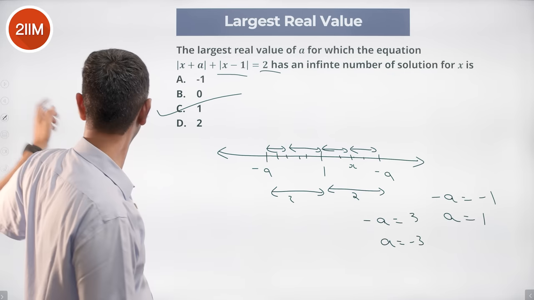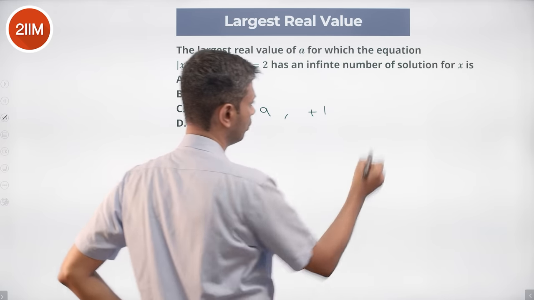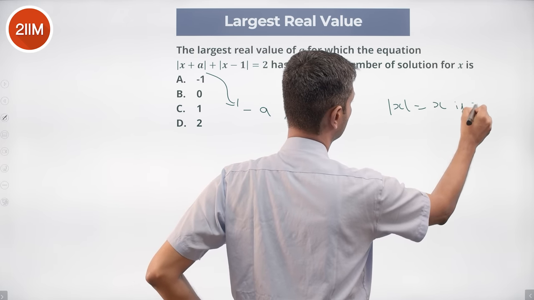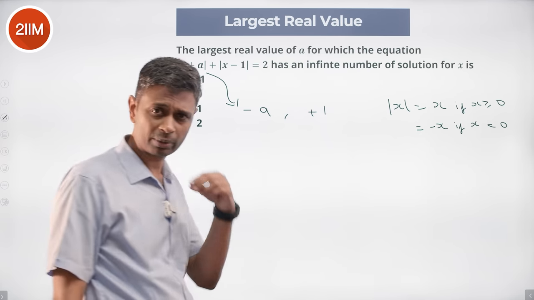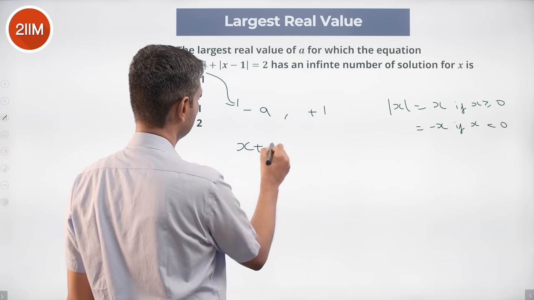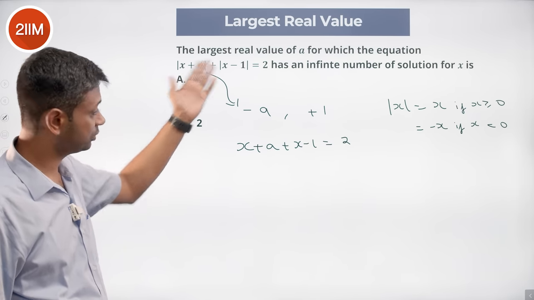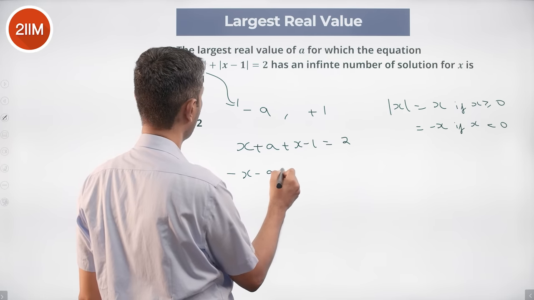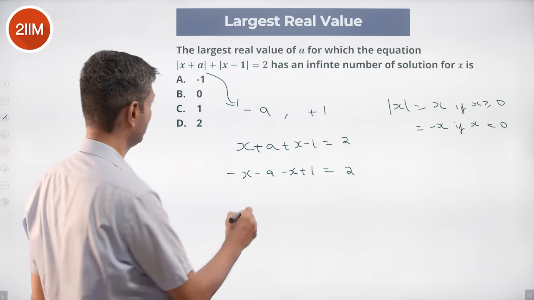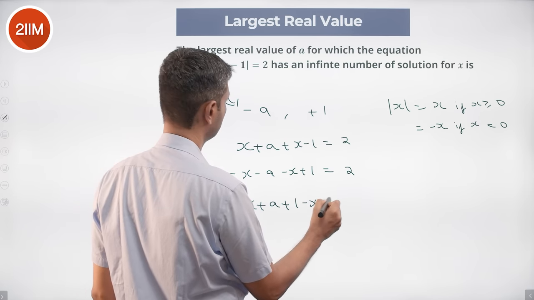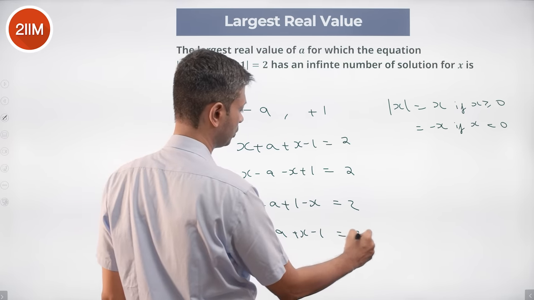And so, the more algebraic way of doing it, I denote the turning points as minus A and plus 1. We know that mod x equals x if x is greater than or equal to 0, and minus x if x is less than 0. So I can say x plus a plus x minus 1 equal to 2. That is one possibility, where this is positive, this is positive. Or minus x minus a minus x plus 1 equal to 2, where both are negative. Or x plus a plus 1 minus x equal to 2. Or minus x minus a plus x minus 1 equal to 2.